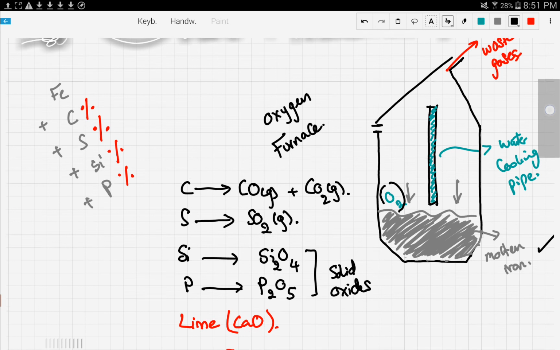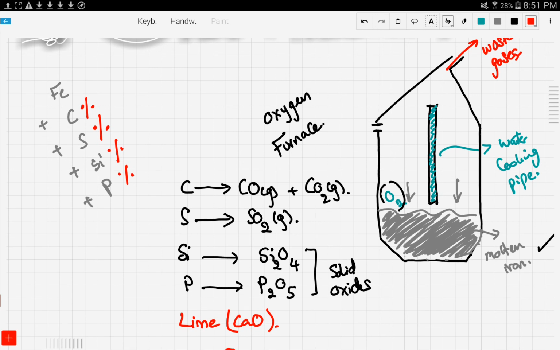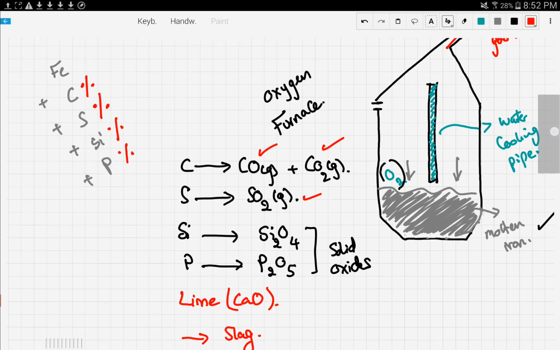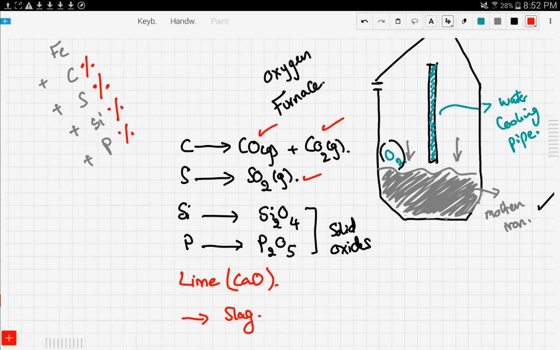So what happens is, the carbon present becomes carbon monoxide and carbon dioxide gas, and these gases escape. Also, the same thing happens with sulfur. Sulfur is oxidized to produce sulfur dioxide gas. Now, regarding the silicon and the phosphorus, they both form solid oxides, and in order to get rid of the solid oxide, we add some lime, and lime is calcium oxide. The lime turns this oxide into slag, and slag is then collected.